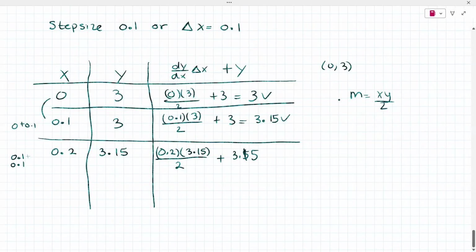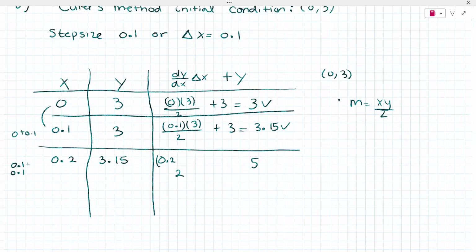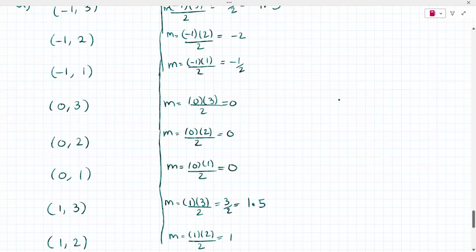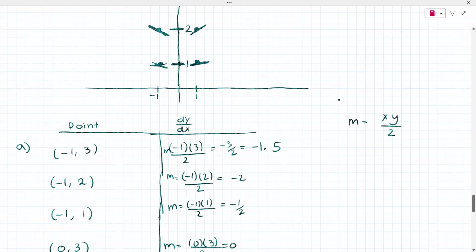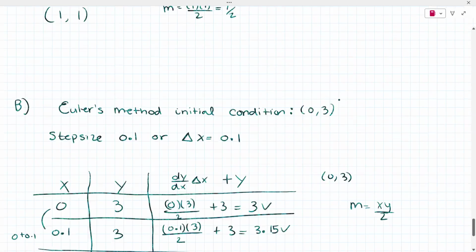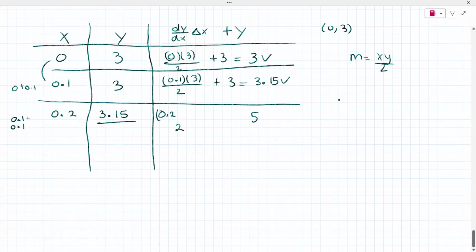Actually, we stopped right here, right? We don't need this because they wanted to know what is the y value when the x is 0.2. It's this answer. So y of 0.2 using Euler's method is 3.15. So that's our final answer.